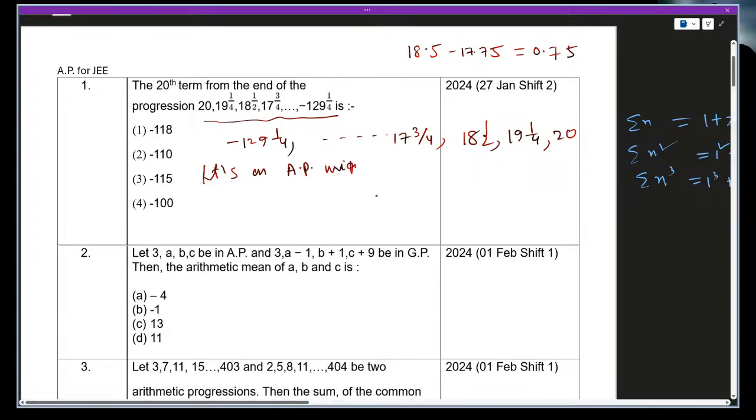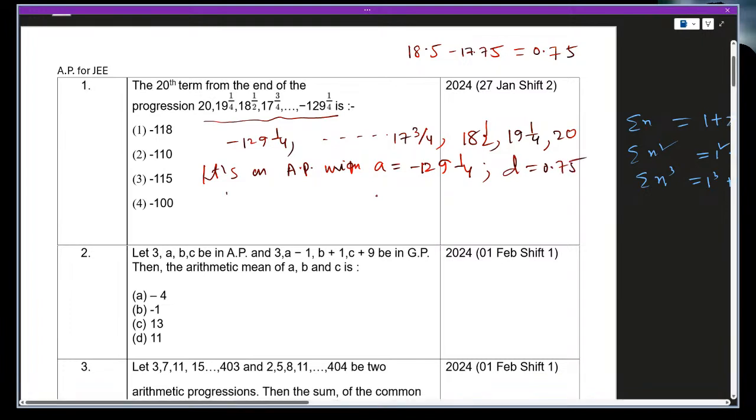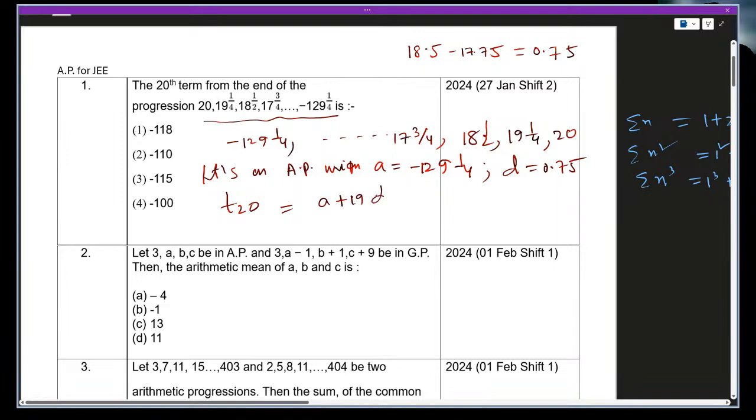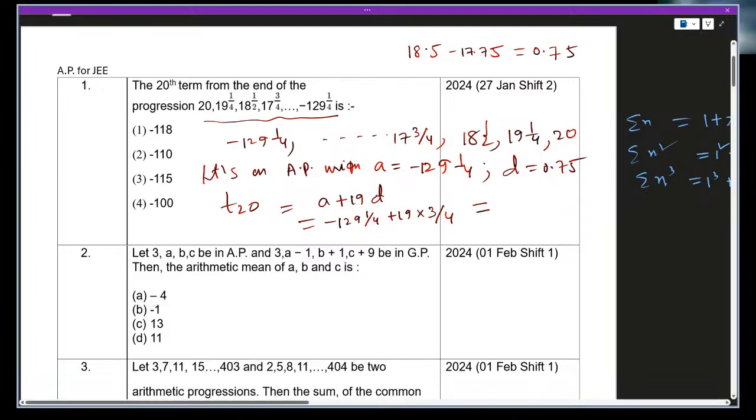with A equal to and D equal to 0.75. The 20th from the end, when you are finding, it will be just T20, A plus 19D. A is what? 19 into 3 by 4. Okay, just simplify it. Just check. Hope you have understood.